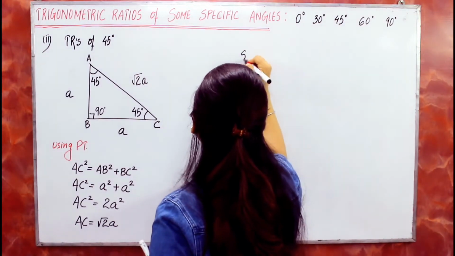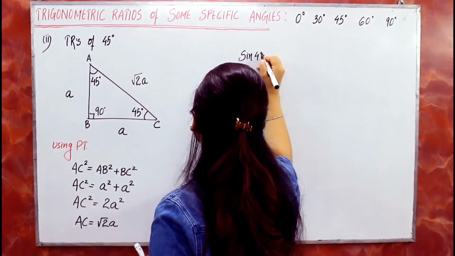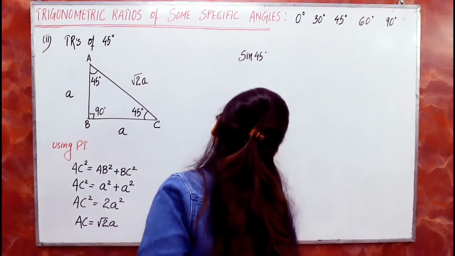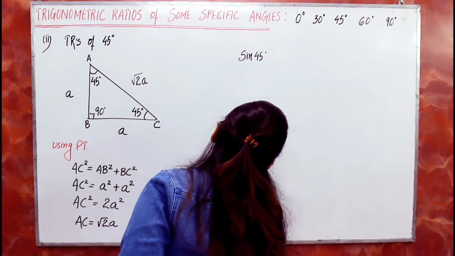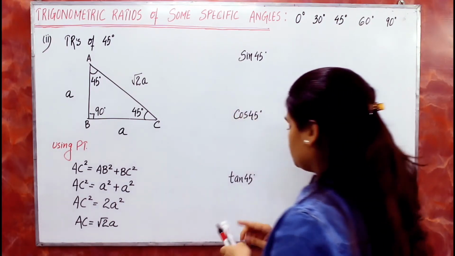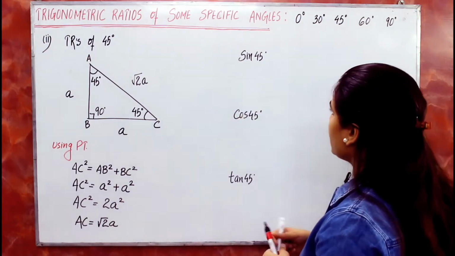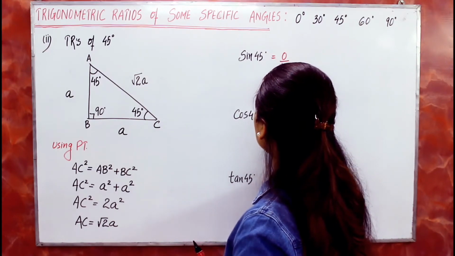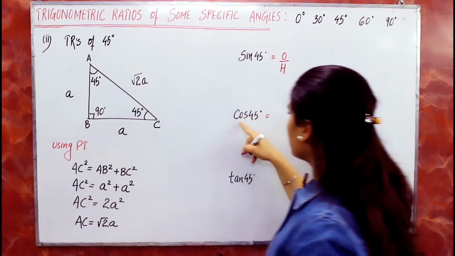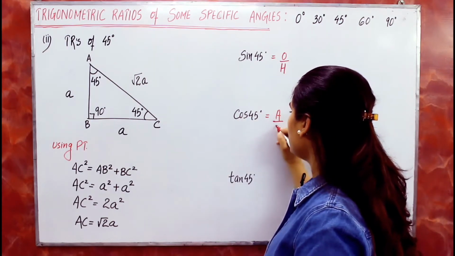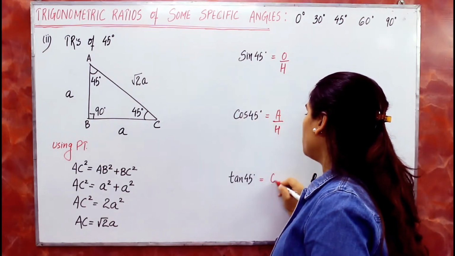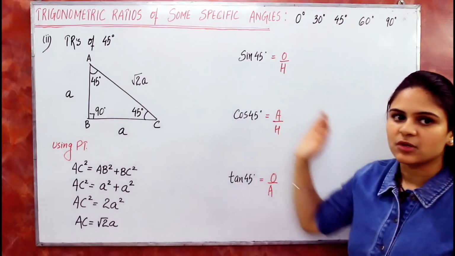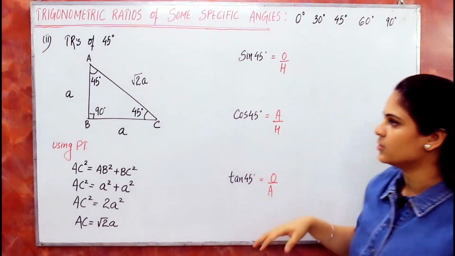Now we can find the values of sine 45 degrees, cos 45 degrees, and tan 45 degrees. The formula for sine 45 is opposite upon hypotenuse. The formula for cos 45 is adjacent upon hypotenuse, and tan is opposite upon adjacent. By substituting these values from this triangle, you will get your answers.